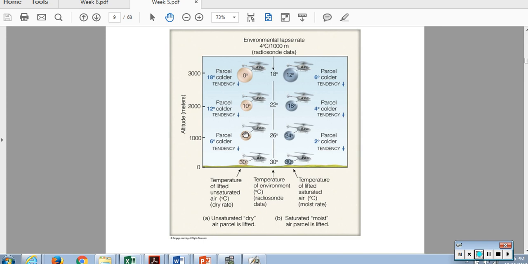So stability has to do with whether or not the parcel, if forced to begin to lift, will continue to lift or not. So in a stable atmosphere, the parcel returns back to where it started. We looked at a picture of a stable equilibrium point like we would talk about in physics.